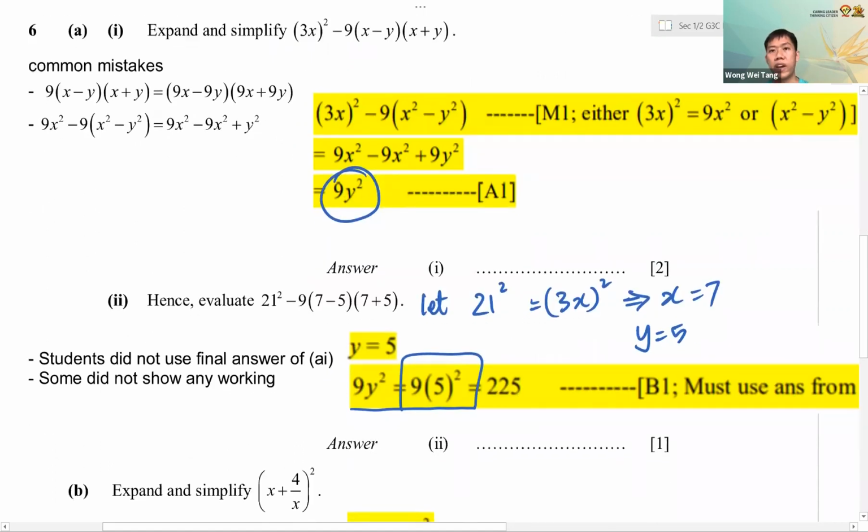And that's it. So hence question always requires you to go back to the previous part and make use of the answer. Any other way that you do it, even though the answer is correct, you will not be awarded any marks.